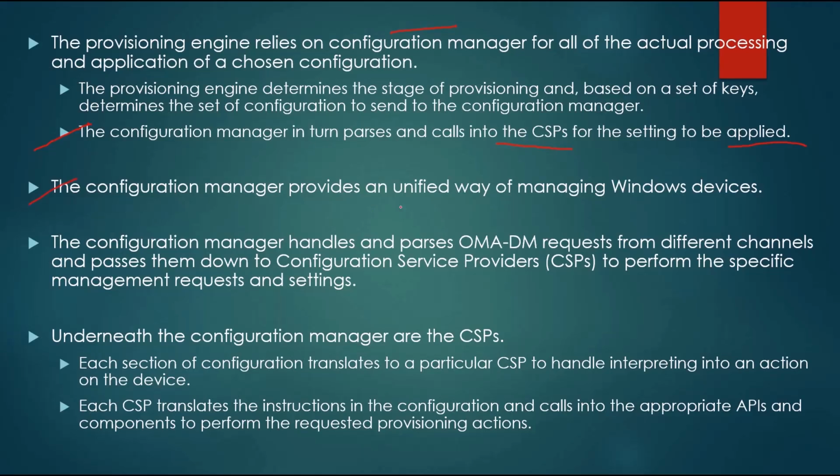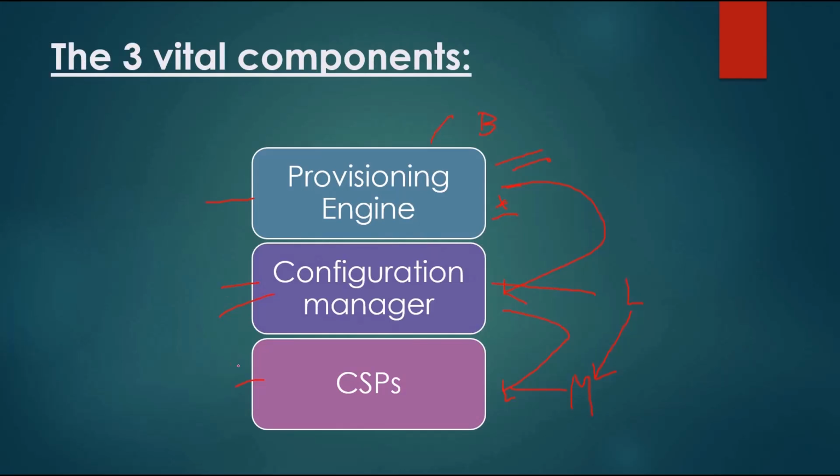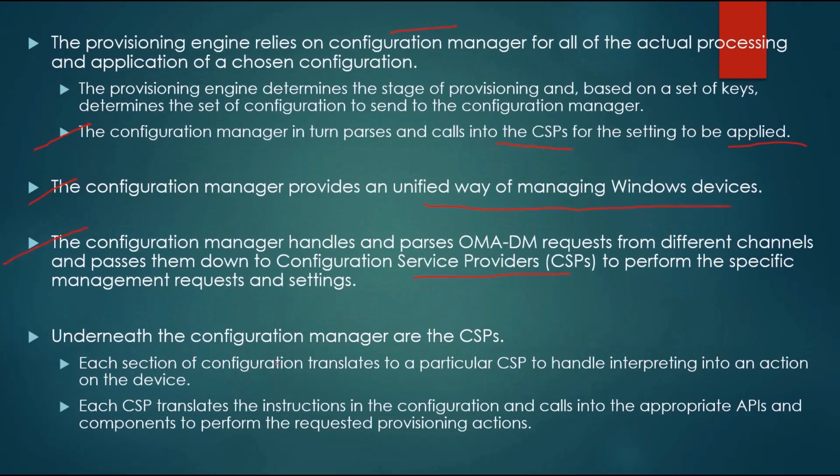Okay. So the configuration manager provides a unified way of managing the Windows devices. The configuration manager handles and parses the OMA-DM request that is coming from different channels. It can be from a configuration service provider. It can directly come from the MDM. It depends upon where the request is coming from. So the configuration manager can tell the CSP to make a specific change in the setting. Directly the MDM can also target a CSP, right, by using an OMA-URI. Underneath the configuration manager is the CSP.